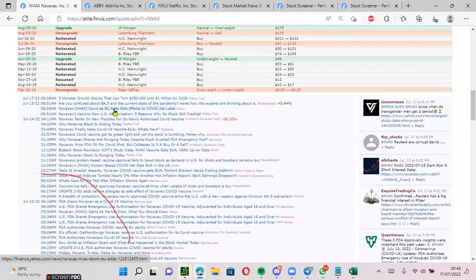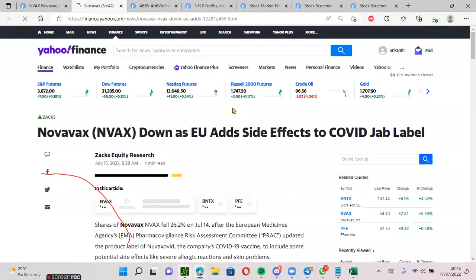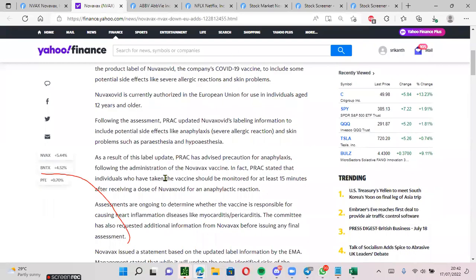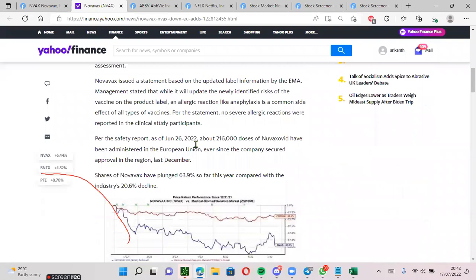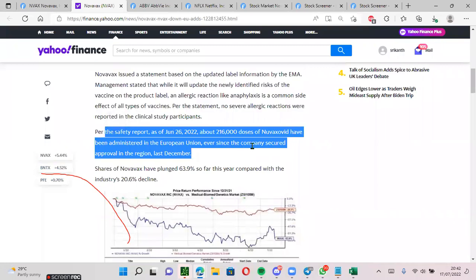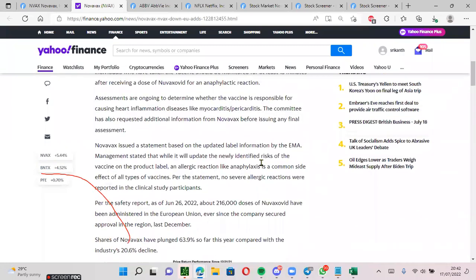You see Novavax is down on EU side effects added to the COVID jab label. I mean, there were some side effects, but nowadays everybody needs it, because the government itself bought Novavax. The US bought a lot of vaccinations from Novavax. Whatever the side effects could be, eventually they're going to use it, because if the FDA has approved it, eventually it will work. Okay. It's a common side effect for all types of vaccines.